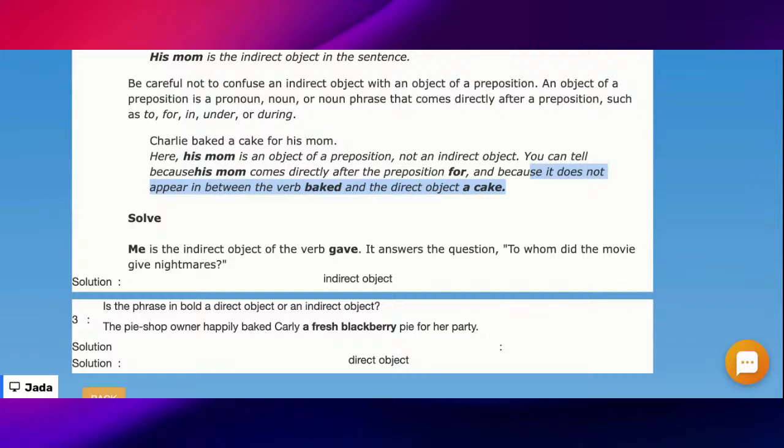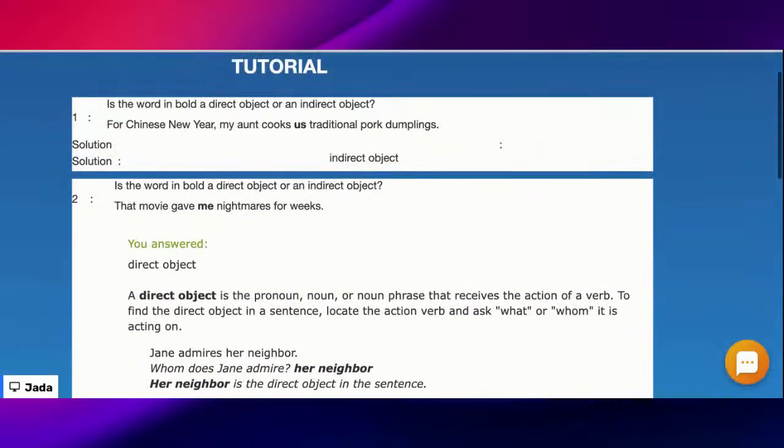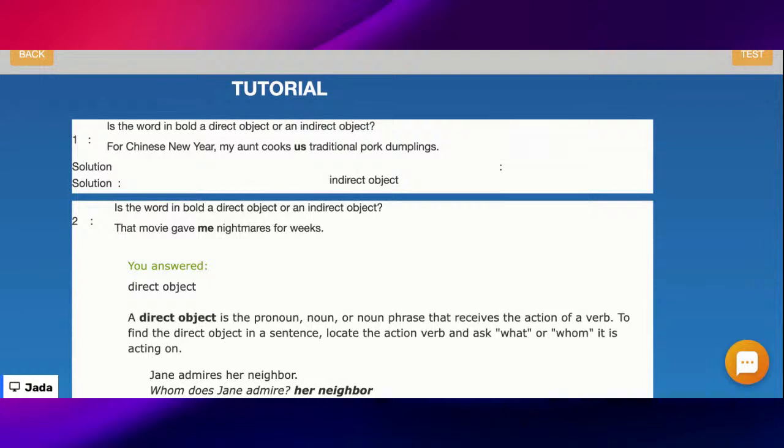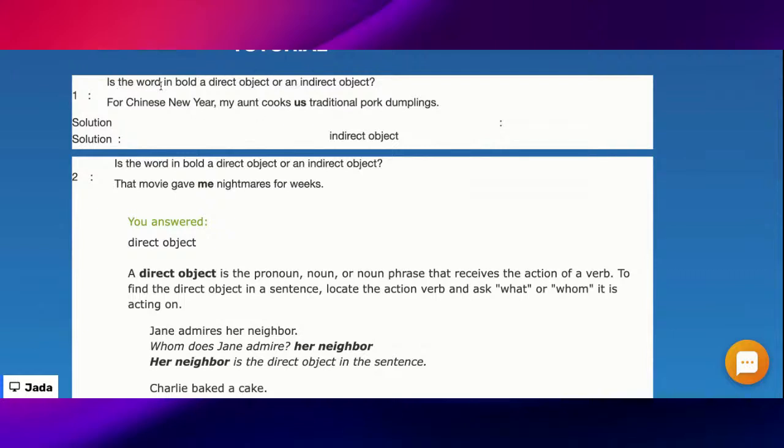When the sentence comes in those ways, you can differentiate the object of preposition, direct and indirect object. Okay, so now let's look at the examples. Is the word in bold a direct object or an indirect object? So we have: for Chinese New Year, my aunt cooks us traditional pork dumplings. Now, what is the right one? Is it direct or indirect? So it says that it is indirect.